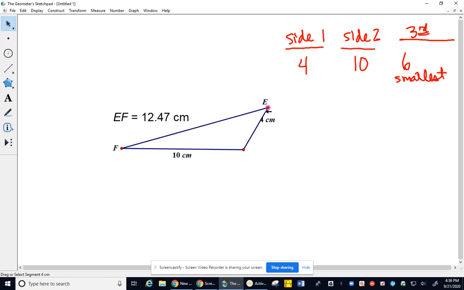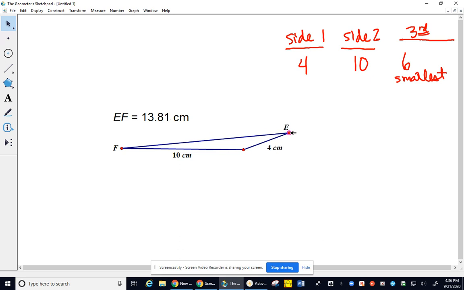And now EF is the largest side. So then 10 plus 4, how big can it possibly be? It looks like it's almost up here, really close to 14. And when it gets to 14, it's exactly straight, and we no longer have a triangle. So we have a range of values.